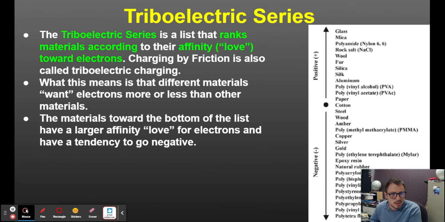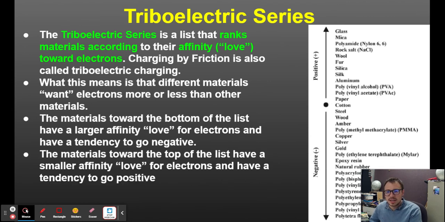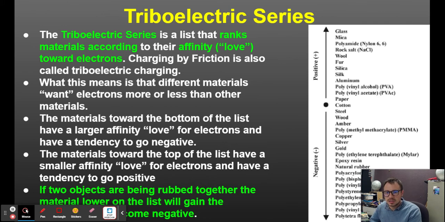And I put that in quotes because objects don't want anything. The materials toward the bottom of the list have a larger affinity, or love, for electrons, and they have the tendency to go negative. The materials towards the top of the list have a smaller affinity, or love, of electrons, and they have a tendency to go positive, to give up those electrons. Now, if two objects are being rubbed together, the material lower on the list will gain some of those electrons and become negative.